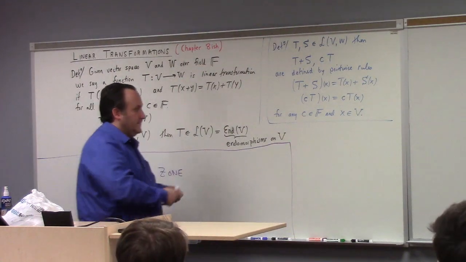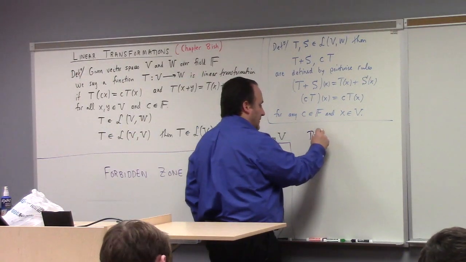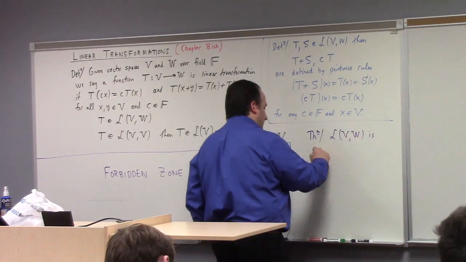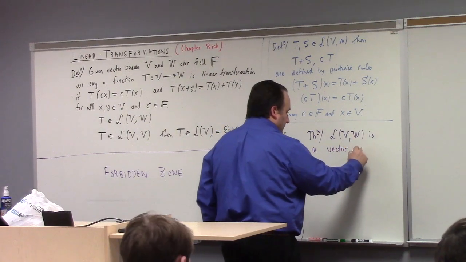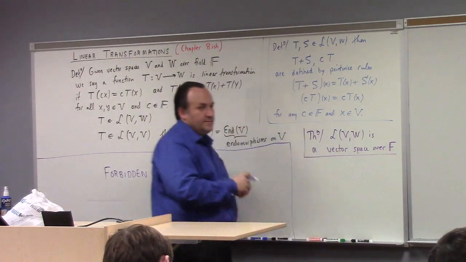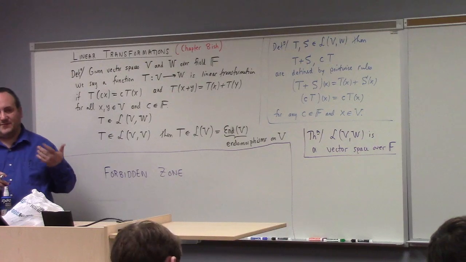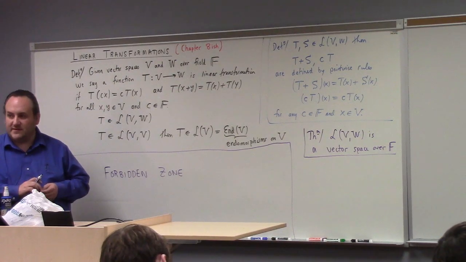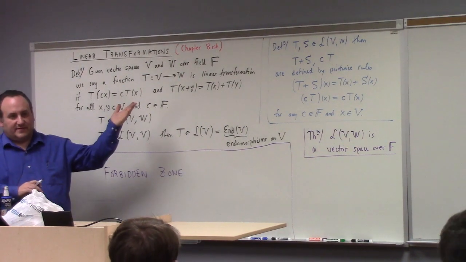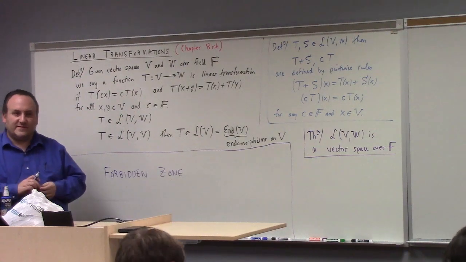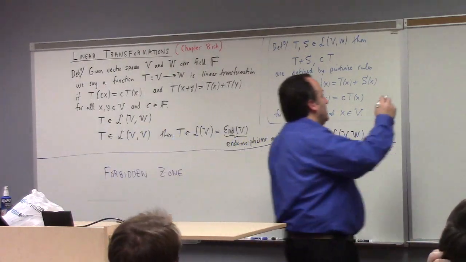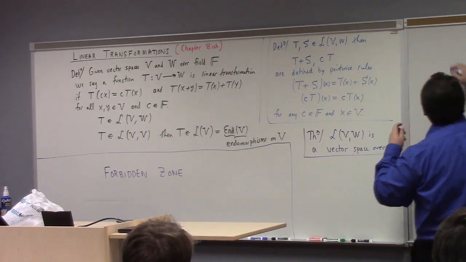Theorem. The set of linear transformations from V to W is a vector space over the field F. With respect to what would the operations of this vector space be, do you think? Just what I've written above, right? Like it's addition of functions and pointwise scalar multiplication. That makes this into a vector space. It's a little bit more than that, though. See, because, well, actually, okay, that's it for now.